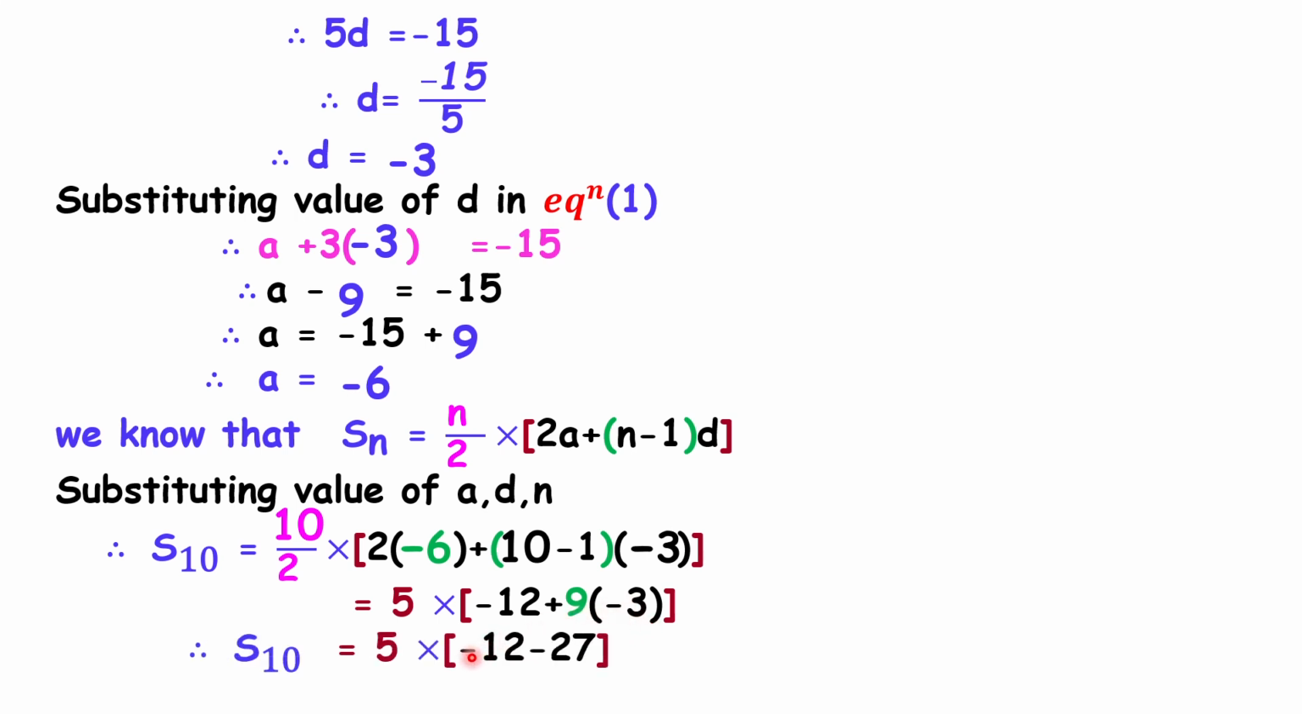5 into bracket negative 12 plus into minus is minus, and 9 3s are 27.